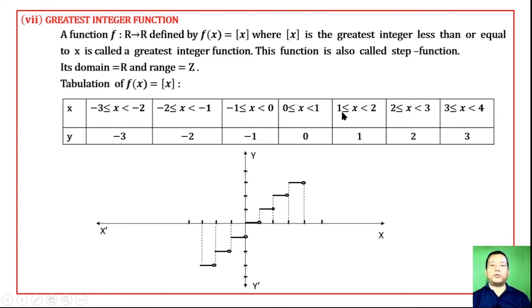And when x is lying between 1 and 2, including 1 and excluding 2, and whose corresponding value of y is 1, this is represented by this, excluding the right end. And for this we have this, and for this we have this. Similarly, for this we get this, excluding right ends. Thus, the graph of the greatest integer function is a line segment parallel to the x-axis, excluding the right ends. This function is also called the step function. We have seen that this picture shows a staircase. Therefore, it is called a step function.